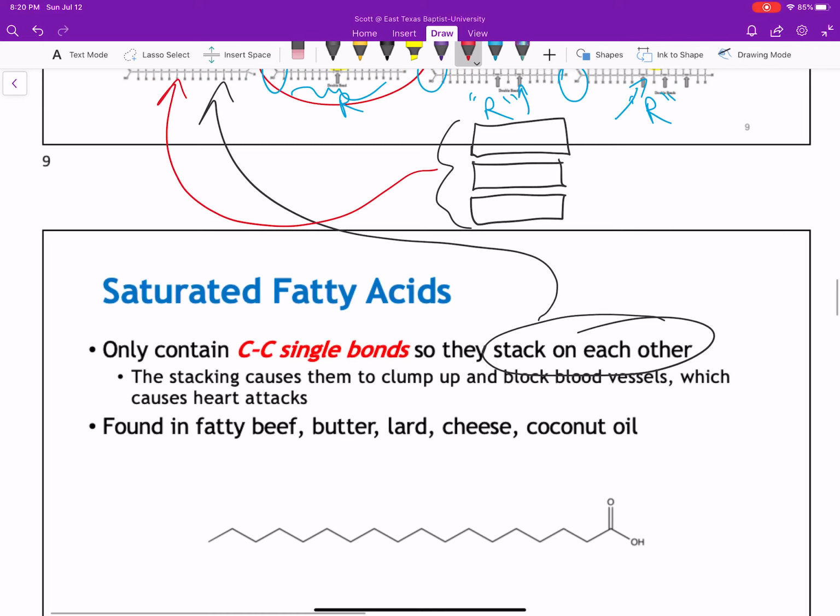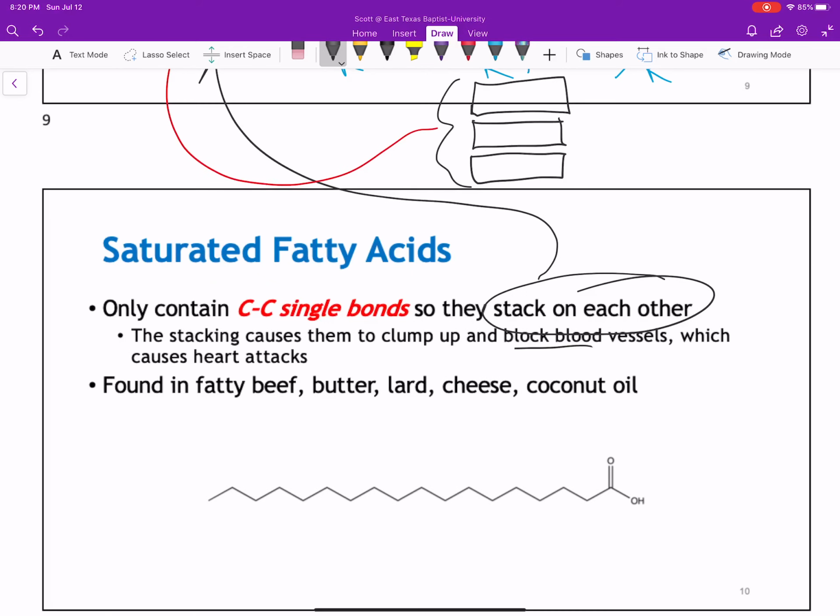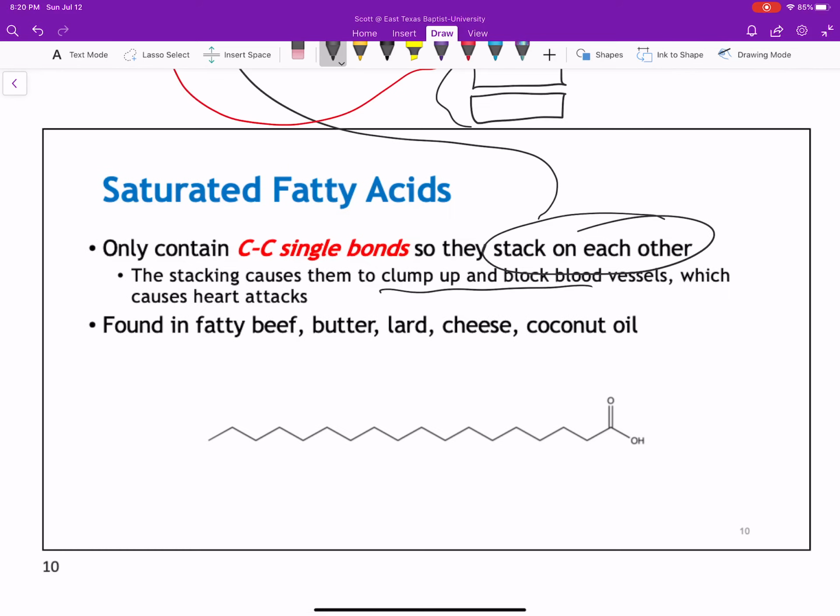So I am here to tell you that saturated fatty acids are bad for you because of this. Okay, the stacking can cause them to clump up and block blood vessels, which can cause heart attacks. And you'll find a lot of saturated fatty acids in fatty beef, butter. We all love our butter, don't we?